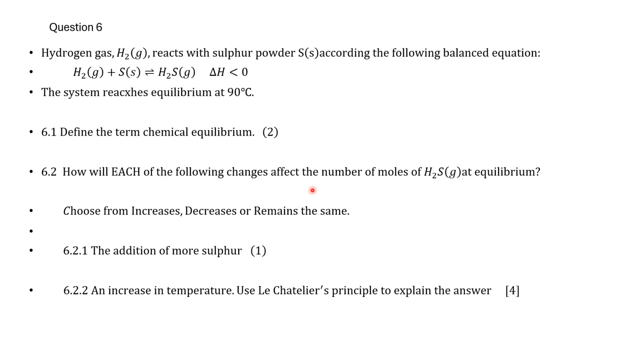6.2, how will each of the following changes affect the number of moles of H2S at equilibrium? Choose from increases, decreases, or remains the same. Addition of more sulfur, an increase in temperature. Use Le Chatelier's principle to explain the answer. So I've broken this question into 2 parts so that I don't squash too much information in one place. So we're going to answer this section first. As I said, pause, see what you can answer, what you understand, and what you don't understand, I'm going to explain to you now and get it into your head.